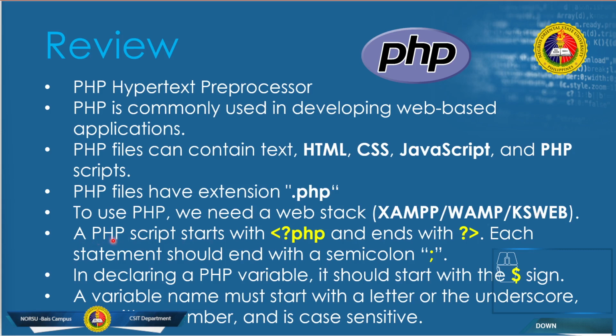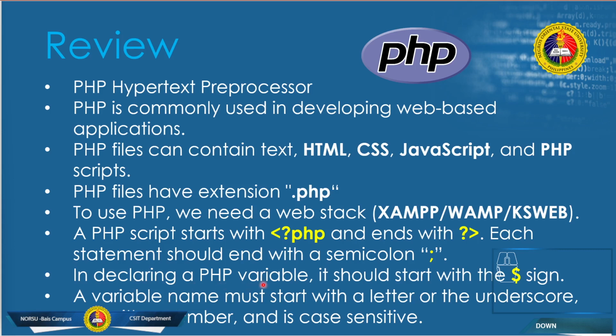And then a PHP script always starts with an open angle bracket, question mark, PHP. This is our opening tag, and it ends with a question mark and then a closing angle bracket. This is the closing tag. Each statement should end with a semicolon. So pretty much it's the same thing with C++, and perhaps in JavaScript. In Java as well, you should always end each statement with a semicolon.